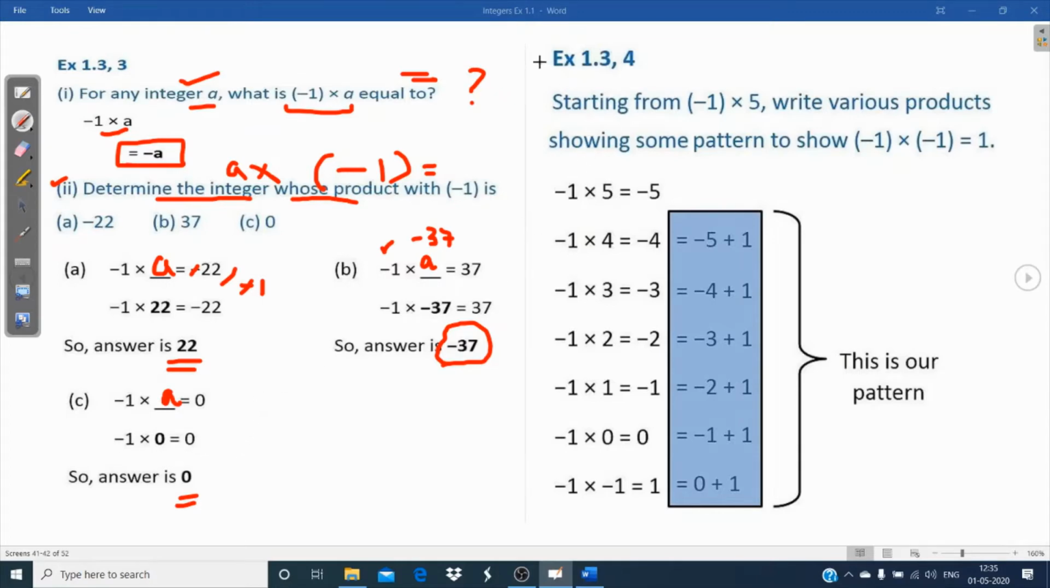Now in question number 4, starting from minus 1 into 5, you have to start multiplying from minus 1 into 5. Write the various products showing some pattern to show minus 1 into minus 1 will equal plus 1. You have to start multiplying minus 1 into 5, and you have to keep going till minus 1 into minus 1 should equal 1. So first we'll write that given part. Minus 1 multiplied by 5 is equal to minus 5.